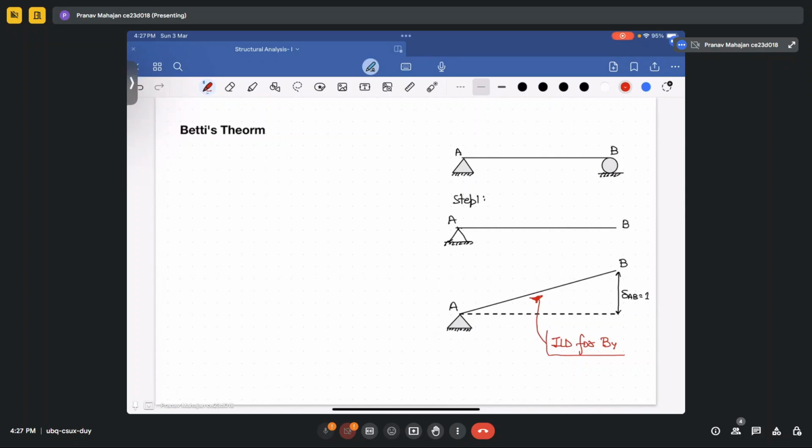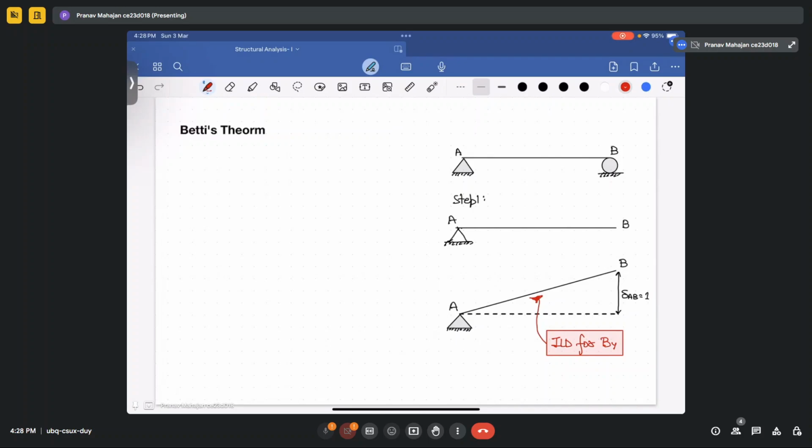So the Muller Breslau principle says that in any case where you are required to calculate the influence line diagram for either a support reaction or the moment, what you need to do is remove the particular support from that point and provide a unit displacement or rotation at that particular point. Then the deflected shape of the beam will give you the corresponding influence line diagram for that particular reaction. That is, here in this case, it is BY. Okay, and this is how you will utilize it.